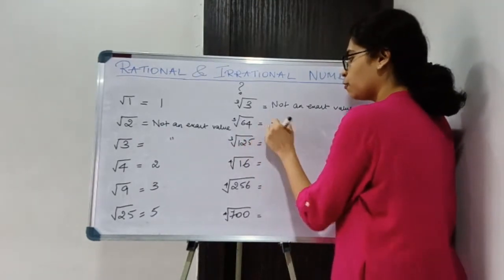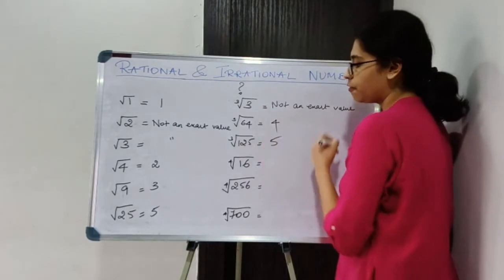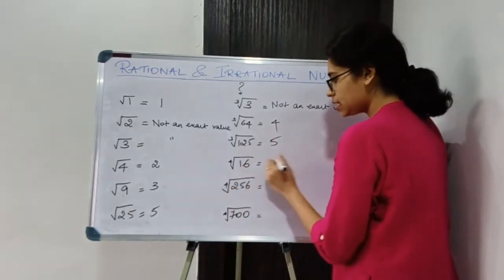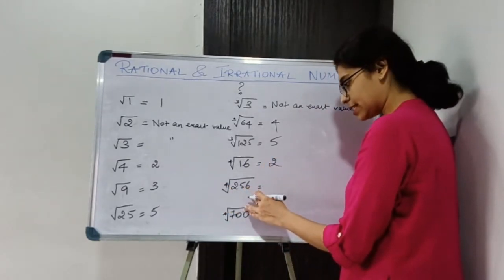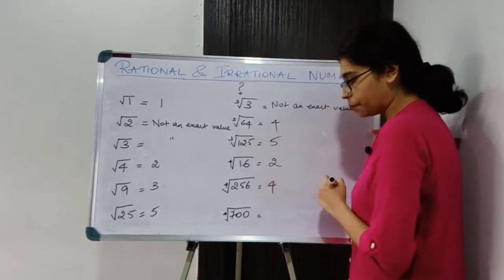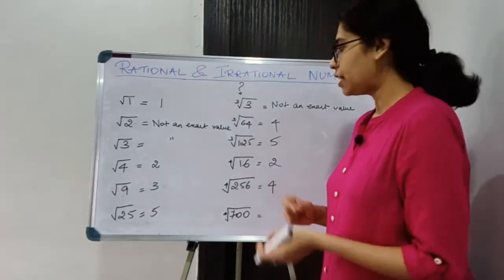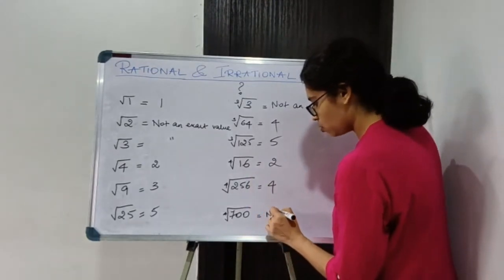It is 4. Cube root of 125. It gives 5. Fourth root of 16. It is 2. Fourth root of 256. It will give 4. Fourth root of 700. Again over here, if I try to find the value, if I factorize, I will not get an exact value. So, not an exact value.